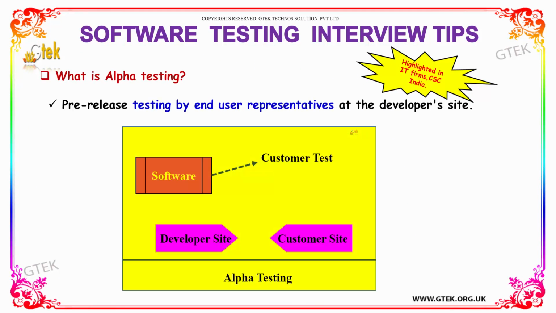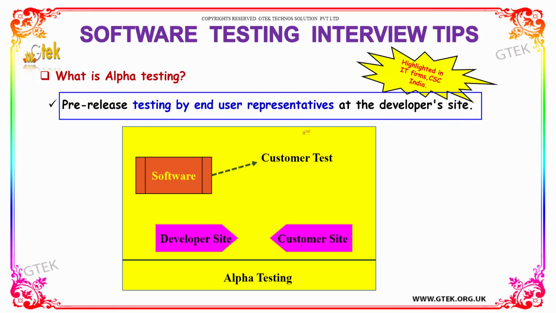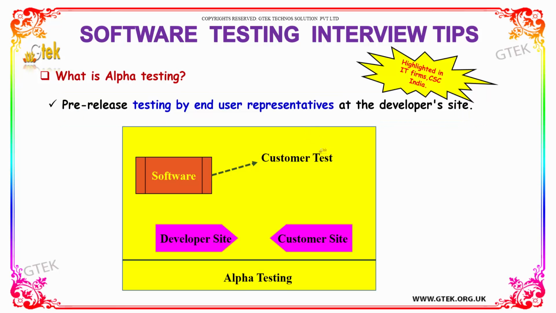Our next question is, what is alpha testing? Alpha testing is nothing but pre-release testing by end-user representatives at the developer's site. So the developer himself will be testing for the quality of the software at the developer's site. That is known as alpha testing.